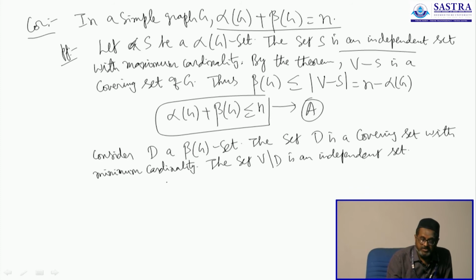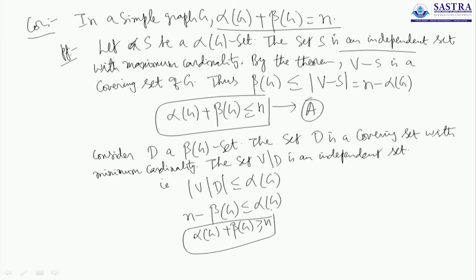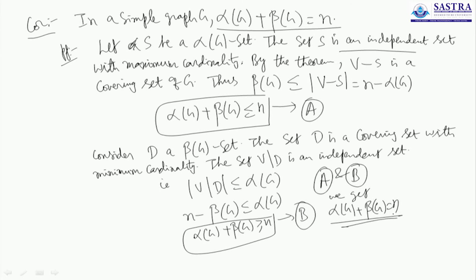So in this case, the cardinality of V minus D is less than or equal to alpha of G, and this will be n minus beta of G less than or equal to alpha of G, or alpha of G plus beta of G is greater than or equal to n. I call this A and this B. From A and B, what do we get? Alpha of G plus beta of G is equal to n.